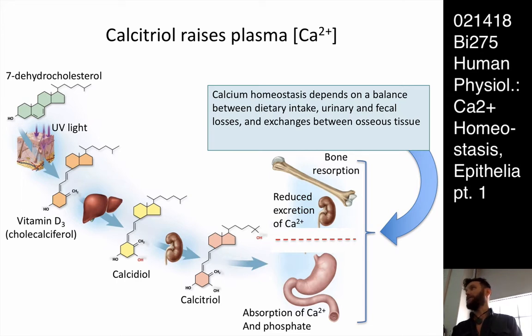Calcidiol, you can see with the addition of that hydroxyl group on that six-membered ring on the tail of it there. And then calcidiol circulates through the kidneys, where under the influence of parathyroid hormone, if parathyroid hormone is present in the bloodstream, then the kidneys will convert calcidiol to the active form of calcitriol.